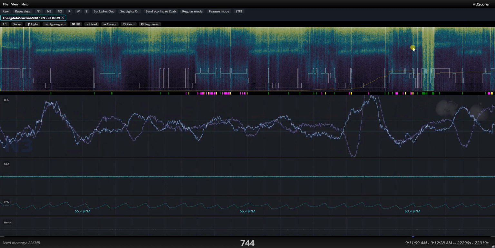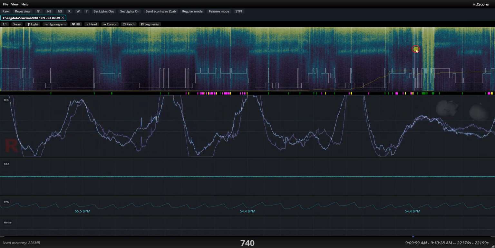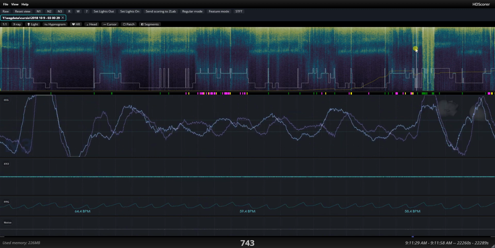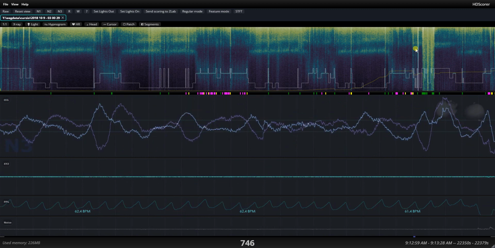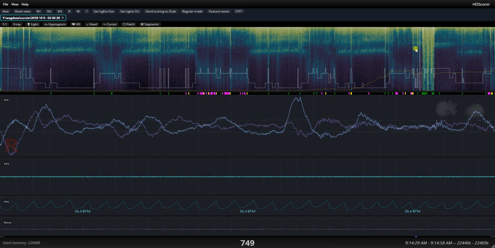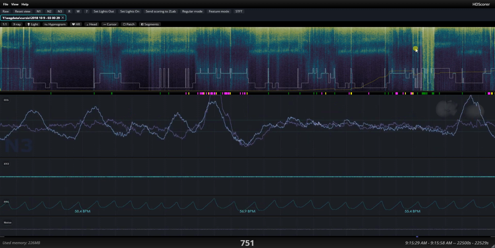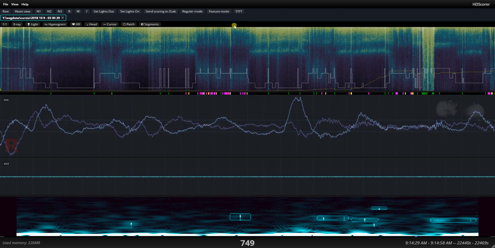Now, something that bothers me here in the auto scoring is that, or does it bother me? Is that actually wrong? Let me see. I don't know what's going on here. I think there might be a few epochs of wake. Am I going to say that it missed because I see spindles here?